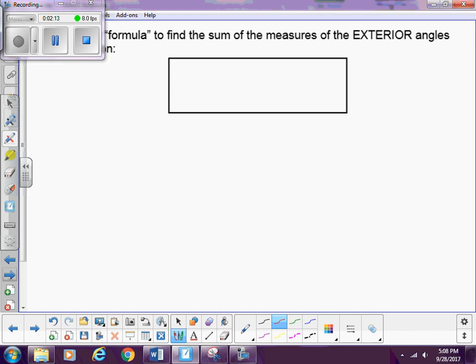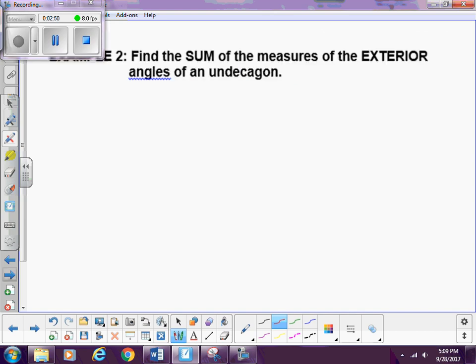All right, so we have a formula to find the sum of the measures of the exterior angles. The formula is sum of exterior angles is equal to, now it's not a fancy formula, it's always equal to 360. That's it. So if you have 5 sides, the outside angles all add up to 360. If you have 30 sides, all the outside angles add up to 360. So the sum of the exterior angles is always equal to 360. It never changes.